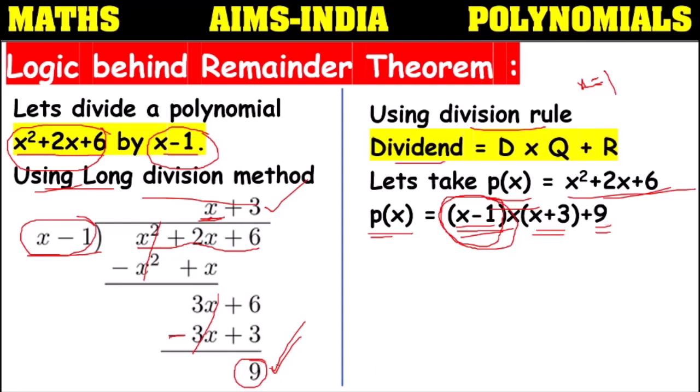So for getting the remainder, in the divisor, in the place of x, we have to keep such a value so that all the remaining values will become 0 and the final value will be the remainder. 9 will be the remaining value. So here in the place of x, we can keep 1.